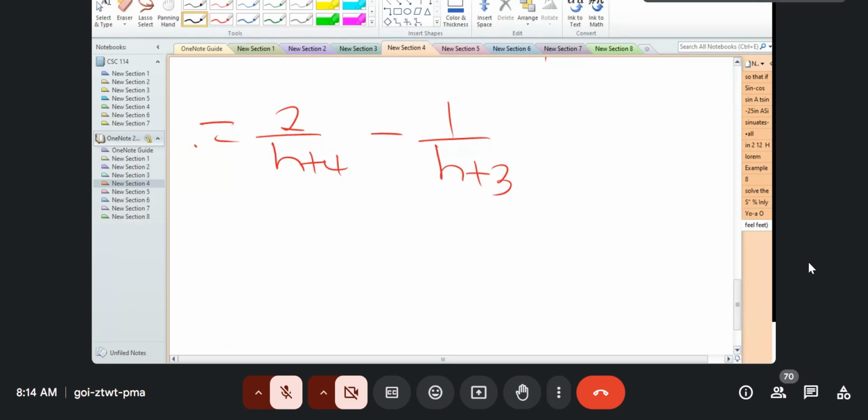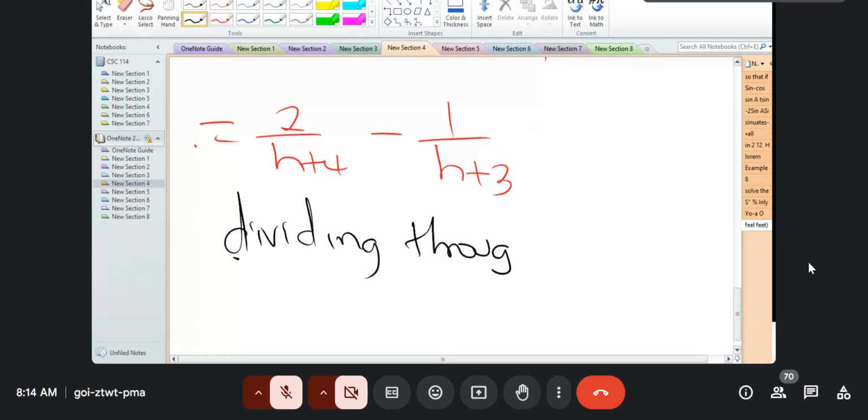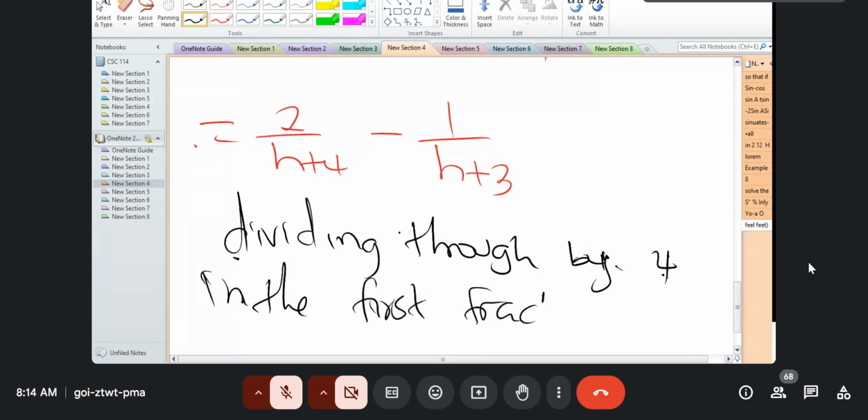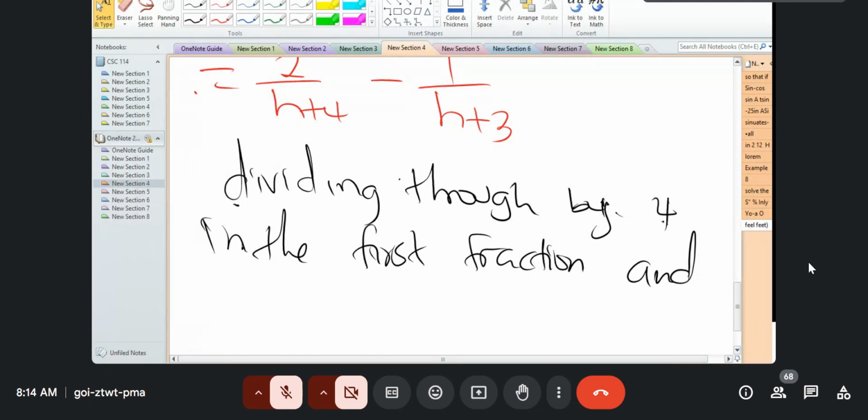Divide by 4. And you have to communicate this even in the exam. Dividing through by 4, or dividing both the numerator and denominator by 4 in the first fraction. What do we do? How can we manipulate the second fraction? We divide by 3, and by 3 in the second fraction.